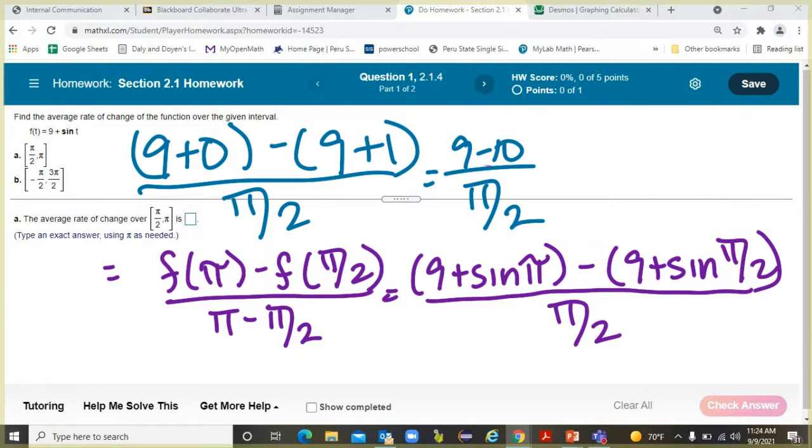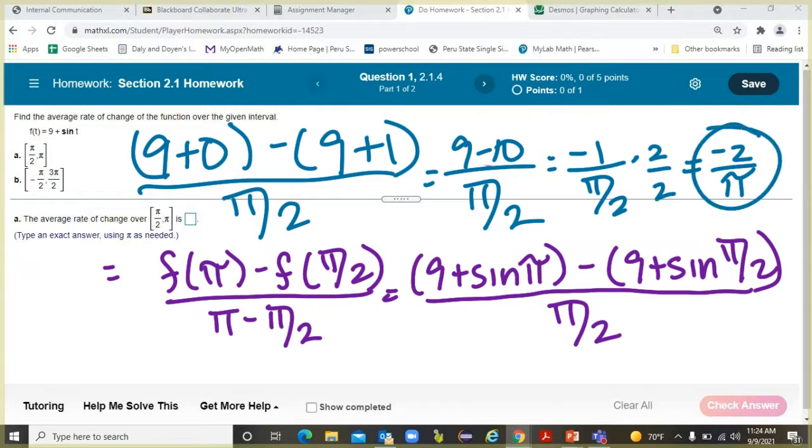which is -1 over pi over 2. And however you want to think about this, how about if we do the times 2 over 2? That would be -2 over pi. Essentially, it's just flipping it up, right? So our answer to this first one is going to be -2 over pi.